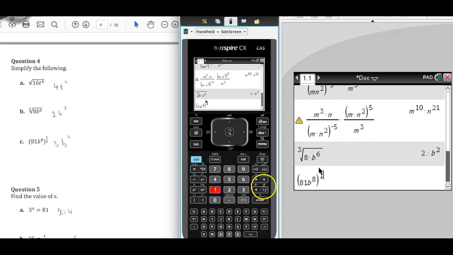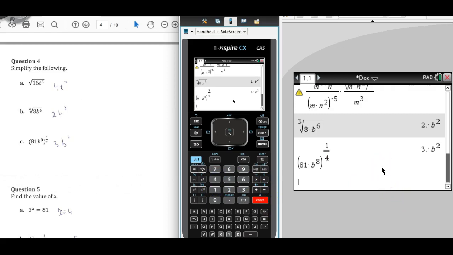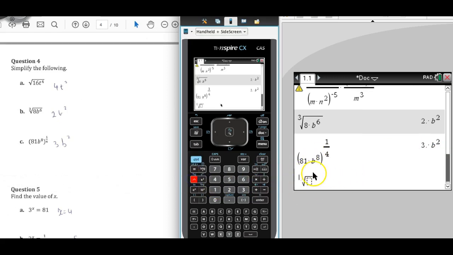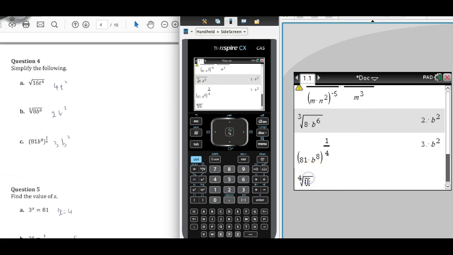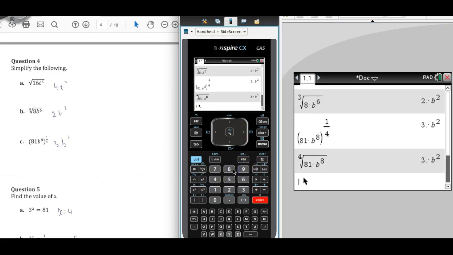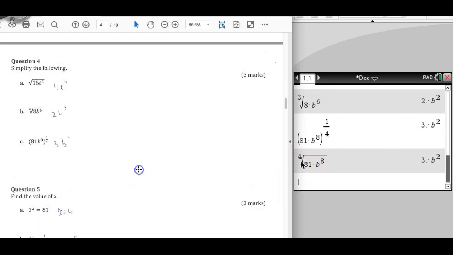This is to the power of a quarter. Okay, so you get 3b squared. If you get an answer, this one is nice, but I think on the previous test you got something a little bit more complicated. This is the same as taking the fourth root. So instead of doing to the power of a quarter, you can just say, oh, that's the same as the fourth root of 81b to the power of 8. Okay, so you get the same answer. So if this method doesn't work for you, you might not get a nice looking answer. You can always take the fourth root.